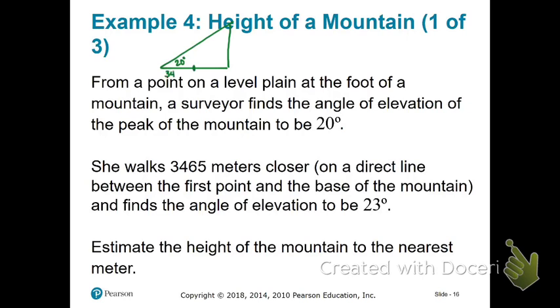So this is our 3,465. And she looks back up at the top of the mountain and finds the angle of elevation is now 23 degrees. And we're going to estimate the height of the mountain. So we're looking for that. So how can we find this?